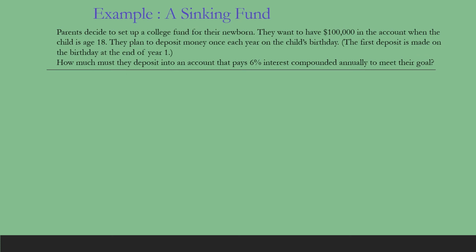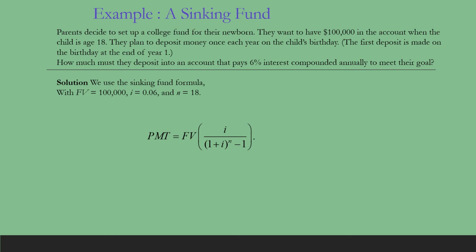So if you're trying to find the sinking fund for 100,000 with a 6% interest, and when the child is 18, so n is equal to 18 here, the payment will be 3,235.60.